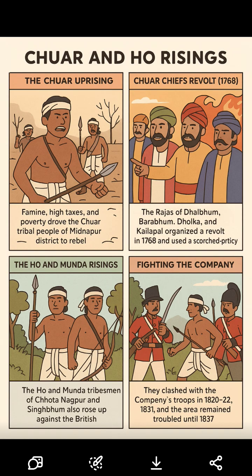Result of Ho and Munda rebellions. The British eventually crushed the rebellions with heavy force. But the tribal anger remained alive and would later fuel other big revolts like the Santhal Rebellion, 1855, and Birsa Munda's Ulgulan, 1899 to 1900.